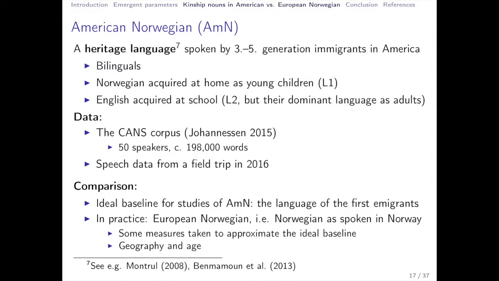What is American Norwegian? Well, it's a heritage language. It's spoken by people in America. They're third to fifth generation immigrants, and they're bilinguals. They have acquired Norwegian at home as young children, and then they've acquired English at school. So English is their L2 in terms of the order of acquisition, but it's still their dominant language as adults.